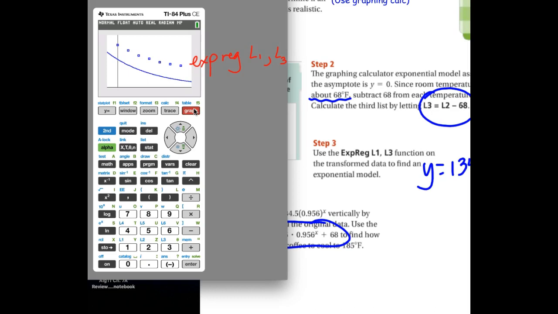Our dots were up high, right? And then we said we have to move everything down 68. So the equation they're coming up with is 68 down. Yes? But we have to move that curve back up 68 to hit those dots. Okay?